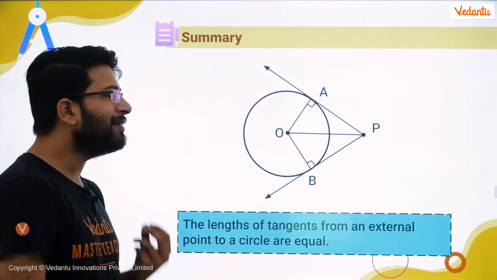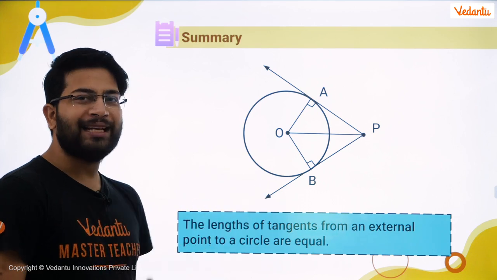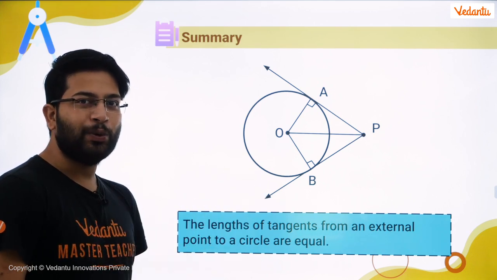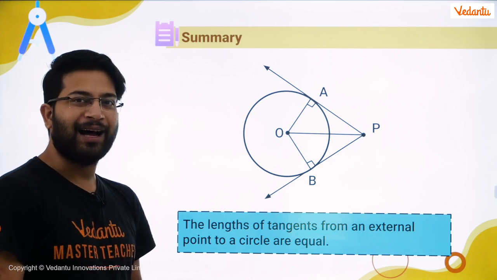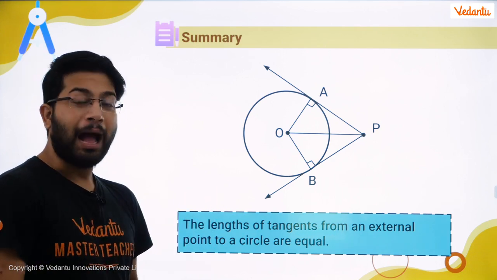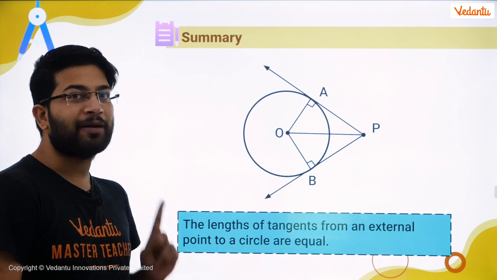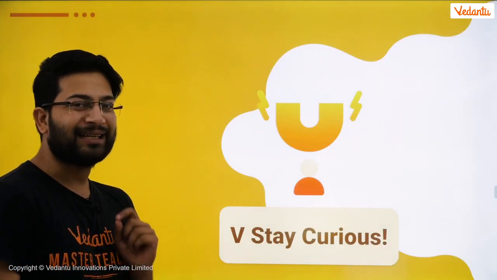And lastly, we have seen that if a point P lies outside the circle, and we have two tangents PA and PB, then both the tangents will have equal length. That PA will be equal to PB. I hope it is clear. All are very important concepts. So make sure that you are practicing hard also.